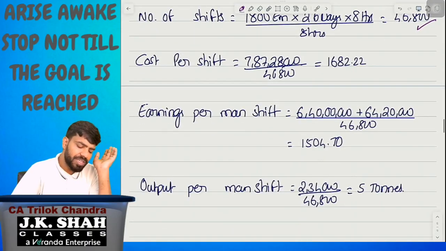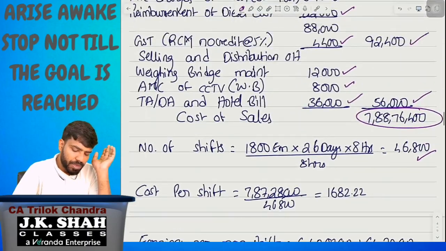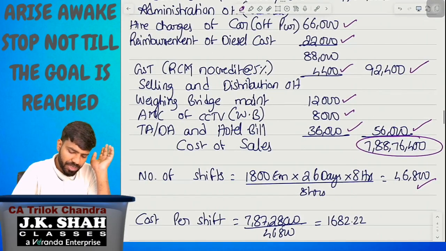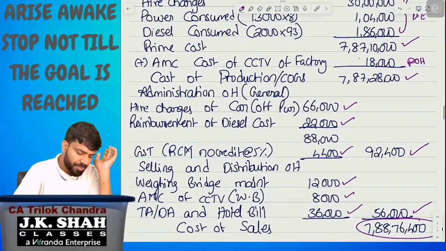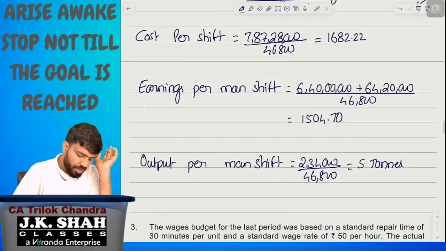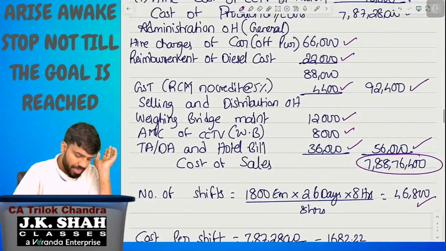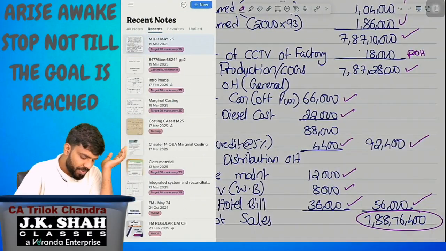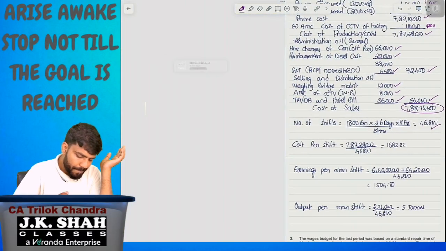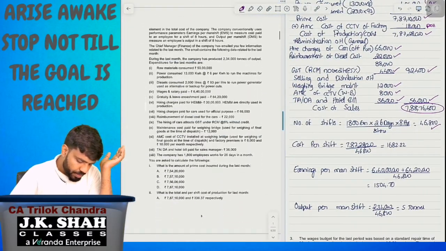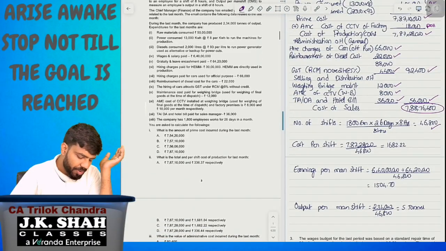So cost per shift is, look at here. Sorry, they are asking cost of production per shift. Look at the requirement. Let us answer one by one. So I have explained the cost sheet. Now look at the requirement.